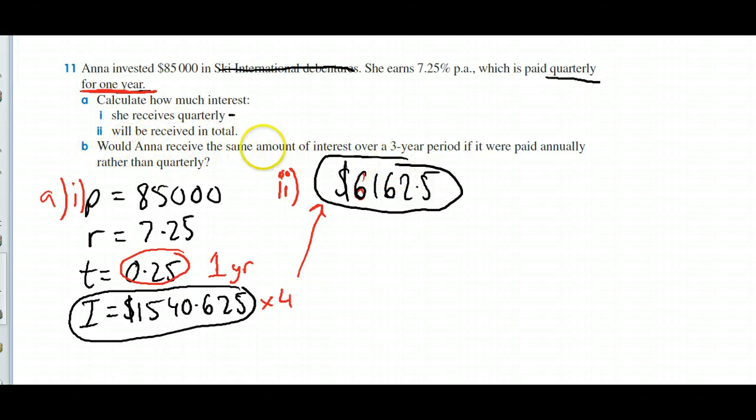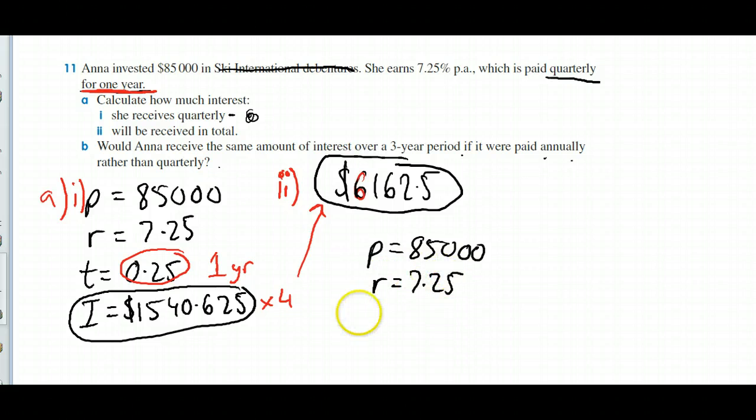Okay, in part B, would Anna receive the same amount of interest over a 3-year period if it were paid annually rather than quarterly? Let's work out what would happen if she gets the same amount of interest over a 3-year period and it's being paid annually. So in this case, P is still 85,000, R is still 7.25, T has now become 1 year, and the thing that we're trying to work out is I. It's being paid annually, so that's why we've made T 1 year.